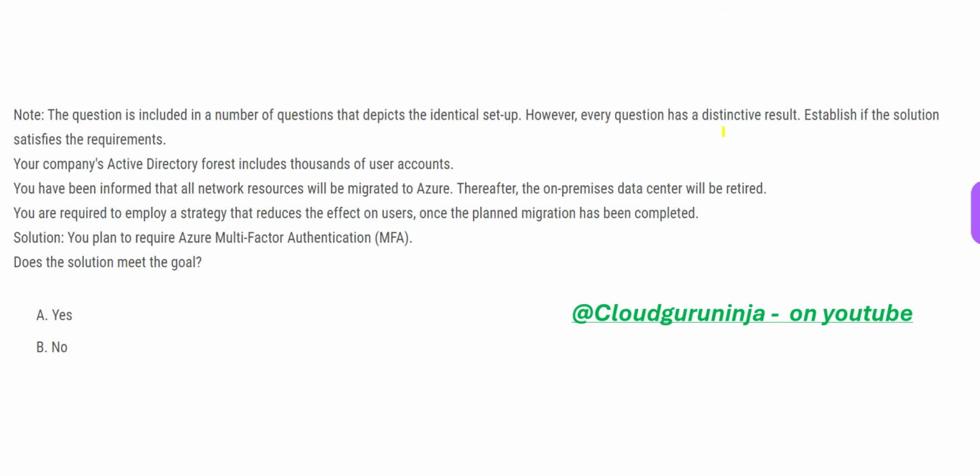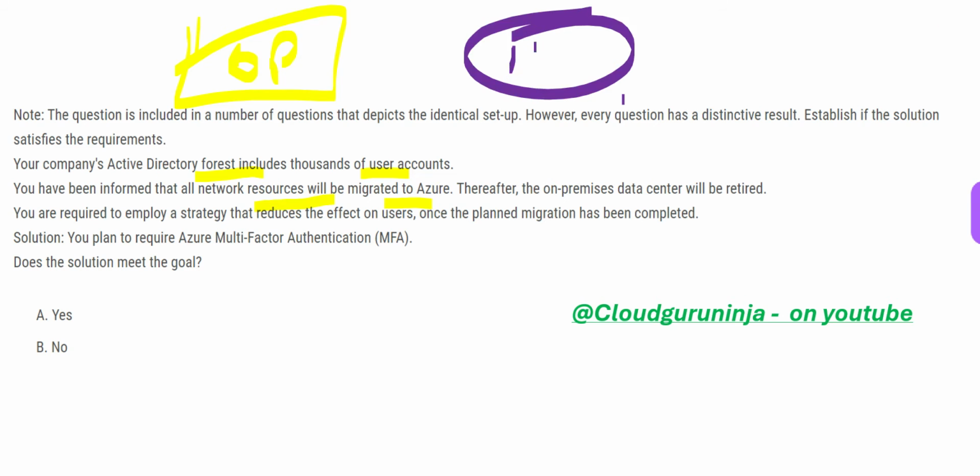See, this is the next question. Your company's Active Directory forest includes thousands of user accounts. Lots of users are there. You have been informed that all network resources will be migrated to Azure. So you are currently on premises. This is your on-premises box, that is on premises. And then we are saying we will move everything to Azure. So this is Azure. We will move everything from on premises to the Azure network.